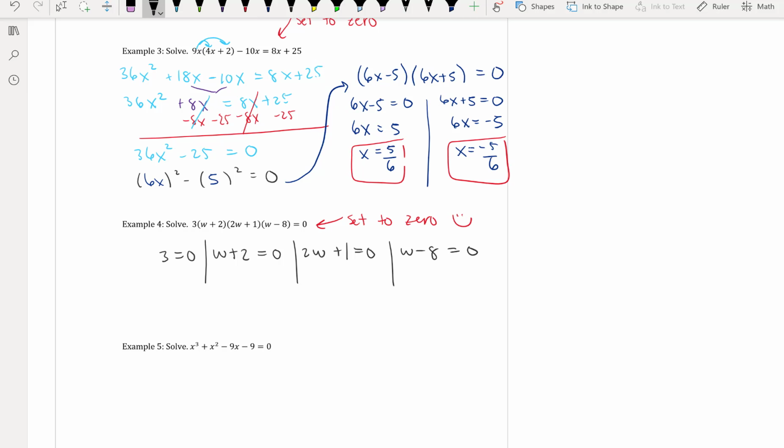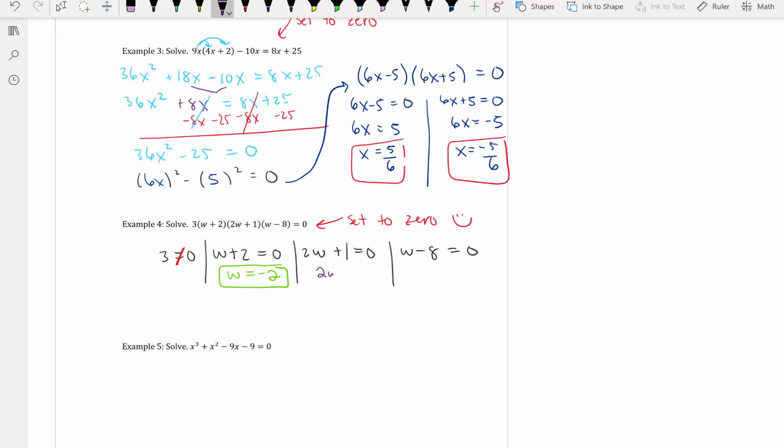So now for the first one. Is it even possible for 3 to equal 0? Never. So we just throw that one out. So then for the next one, I'm going to subtract 2 from both sides. So w is equal to a negative 2. So that is going to be one answer that's going to be legit.